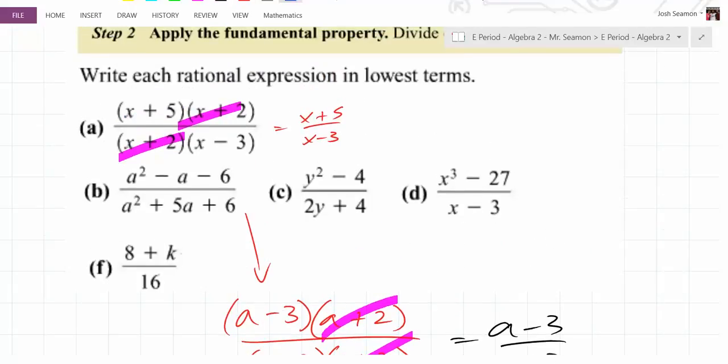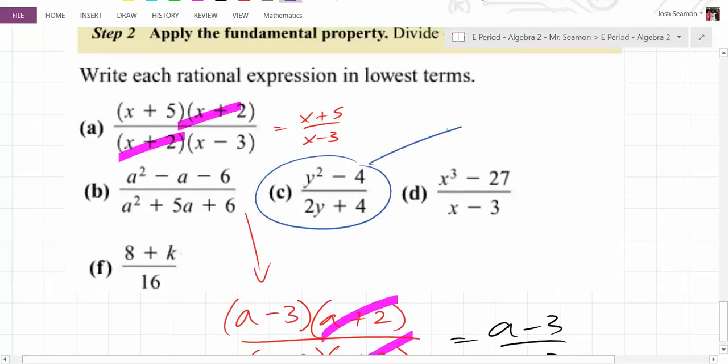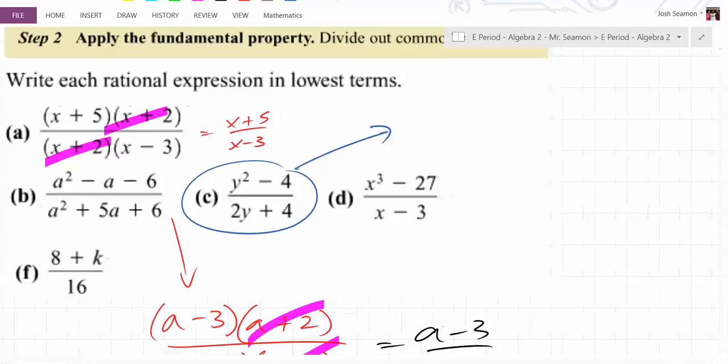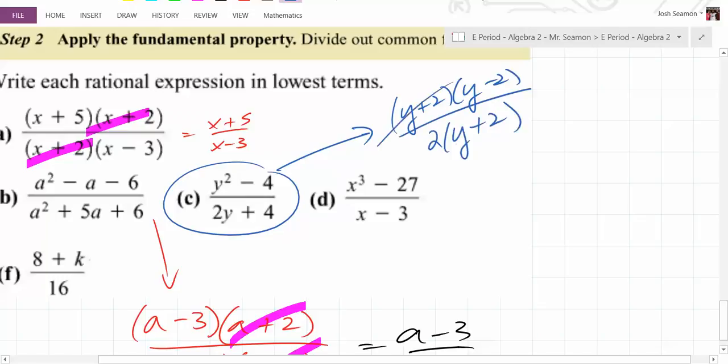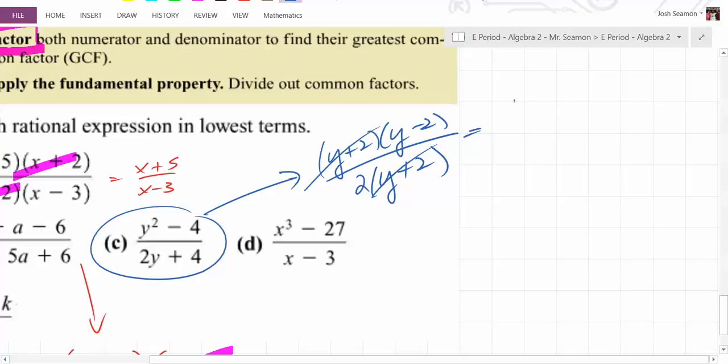Who can tell me about C? Who factored C for me? Mar, what'd you get? For the top, we got y plus 2 times y minus 2. And then what did you get for the bottom? 2 and y plus 2. Yeah, so what cancels? Y plus 2. Leaving you with just? Y minus 2 over 2. Correct, and you're done. Nice.